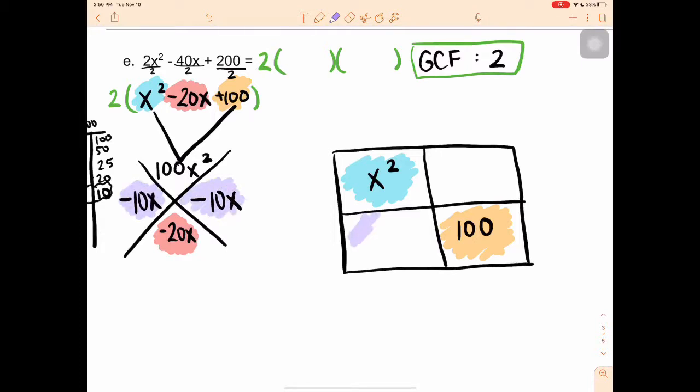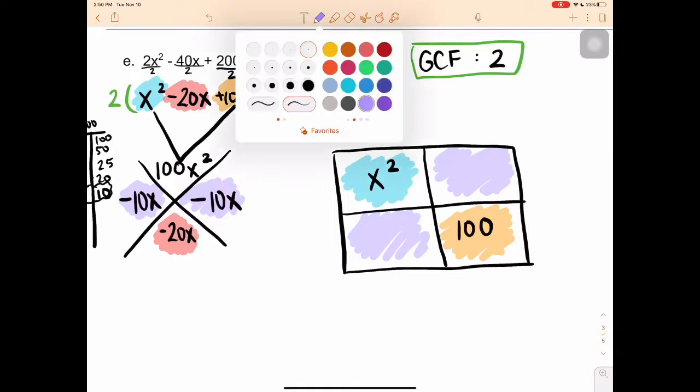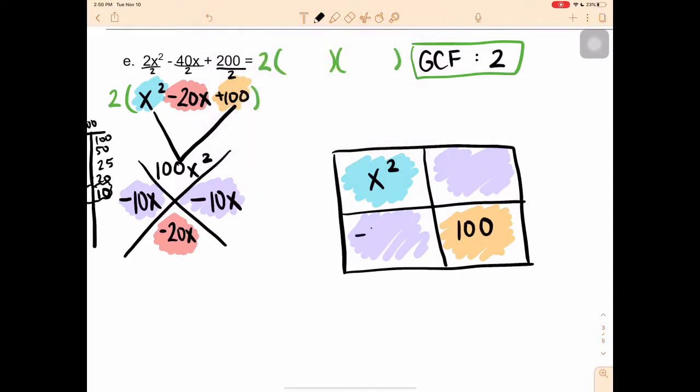All right, so then this goes into your box, your area model. Okay. So here I have, this one will be interesting. Here I have negative 10x and negative 10x. Let's see what this one ends up looking like. For above the blue one there, the greatest common factor is an x. And for above the purple one on the right, that greatest common factor is a 10.